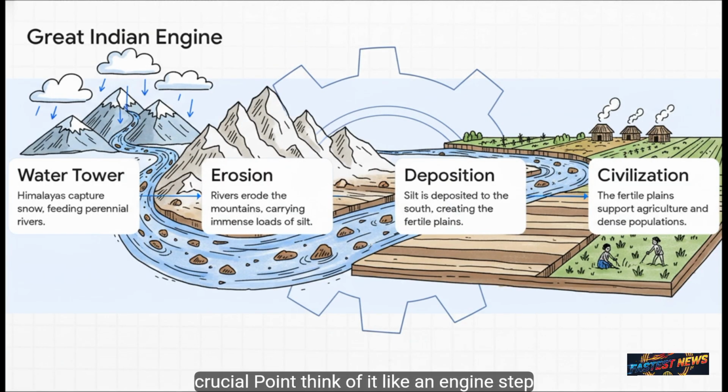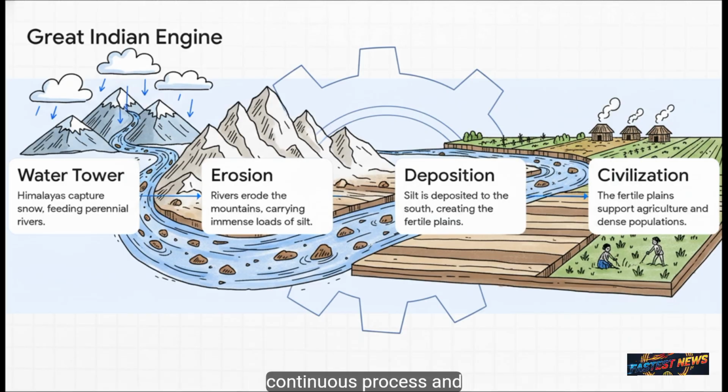Okay, so here's the crucial point. Think of it like an engine. Step 1, the Himalayas act as a giant water tower feeding the rivers. Step 2, those rivers flow down, eroding the mountains and carrying away tons of silt. Step 3, all that silt gets deposited, layer by layer, in the basin to the south, creating the northern plains. And Step 4, those plains become the cradle of civilization. So you see, without the mountains, there would be no plains, period.